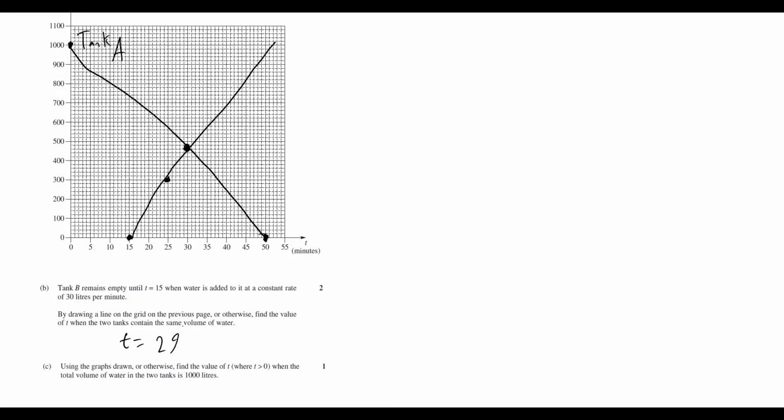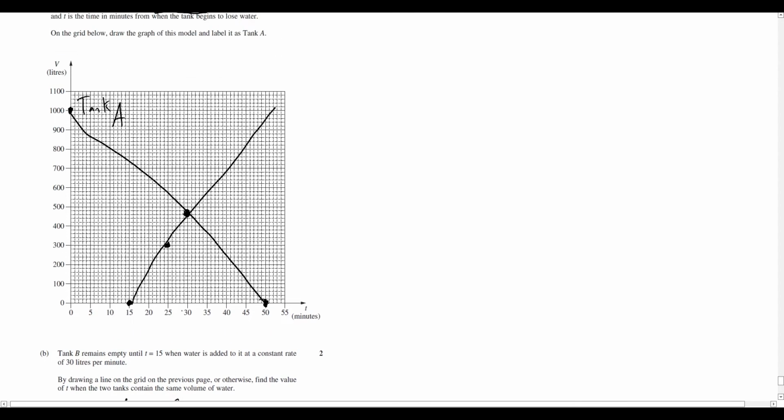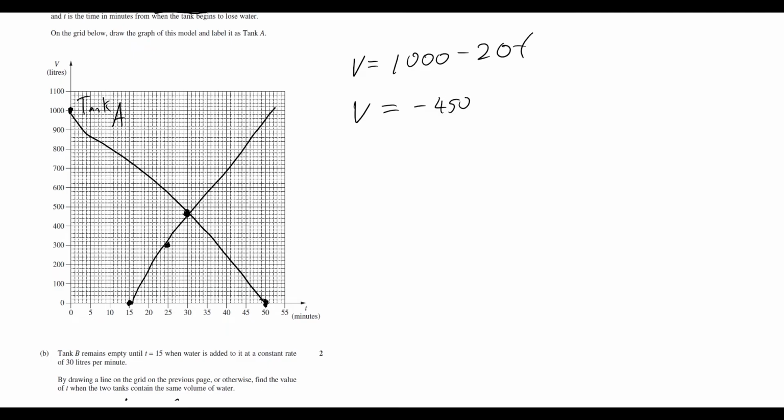And there we go. So as I said, you can use simultaneous equations to do that. You could use the volume of tank A as V equals 1,000 minus 20t. And then for tank B, you do need to do a little bit more digging into it. So it's going to have a y-intercept of minus 450, plus 30t. And then you can solve those two equations simultaneously because V equals V.